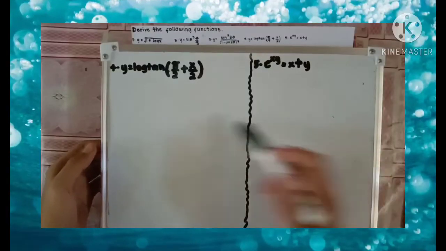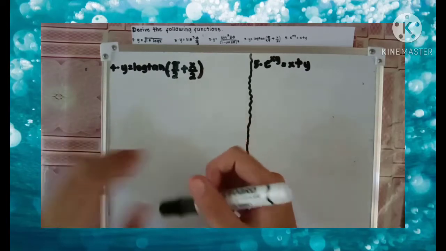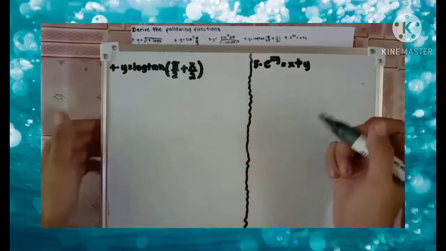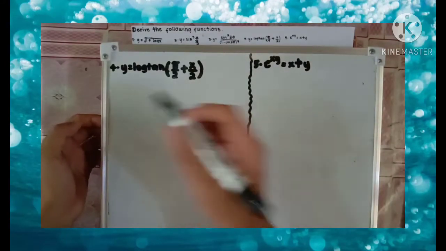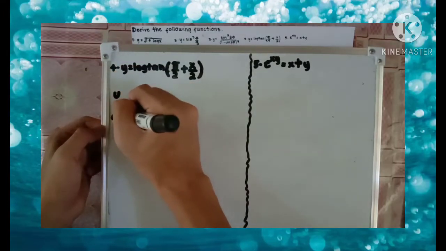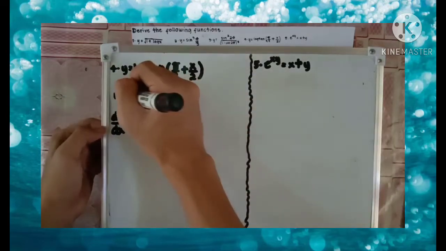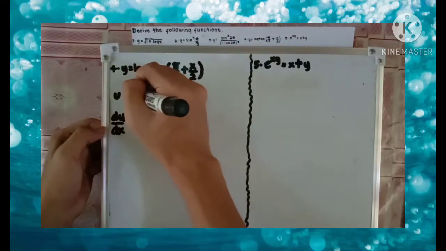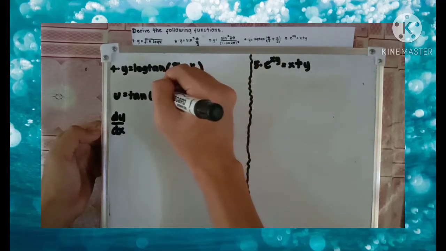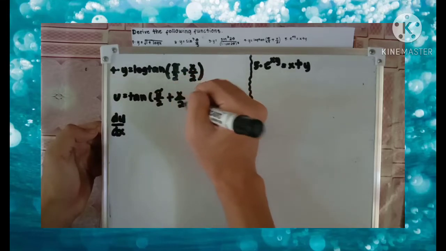So guys, let's proceed for problem number 4. Y is equals to log tangent times the quantity of phi over 2 plus x over 2. So in this case, nasa logarithmic function siya and trigonometric function. So ang una natin gagawin dito is hanapin muna natin yung value ng u and also the du over dx. So our u is tangent times quantity of phi over 2 plus x over 2.